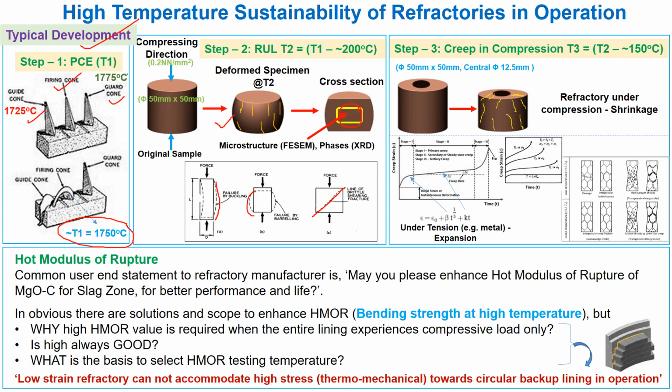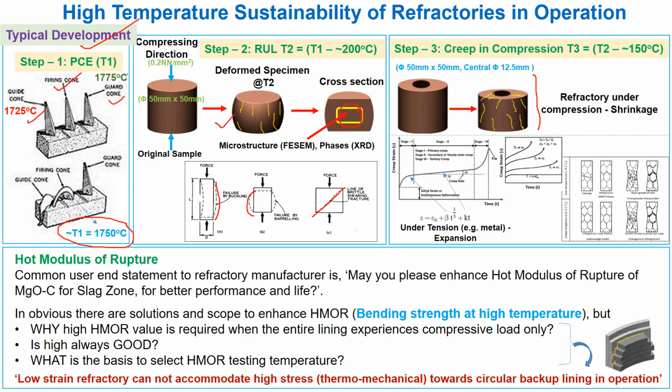But it cannot explain how long it will sustain at T2 and employed load. To overcome, need to execute creep. Usually creep in compression is done at T3, 100 to 150 degrees centigrade below T2, that is the deformed RUL temperature.